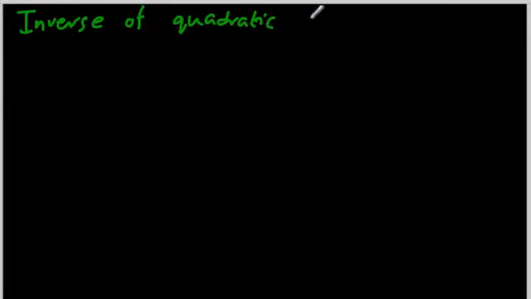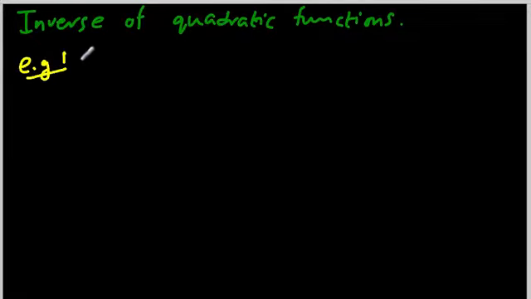Hey, welcome back. In our last two videos, we focused on finding the inverse of square root functions. Now what we're going to do is find the inverse of quadratic functions. And when we find the inverse of quadratic functions, in the examples I'm going to give, I'm going to provide a domain restriction. So let's just start with the examples.